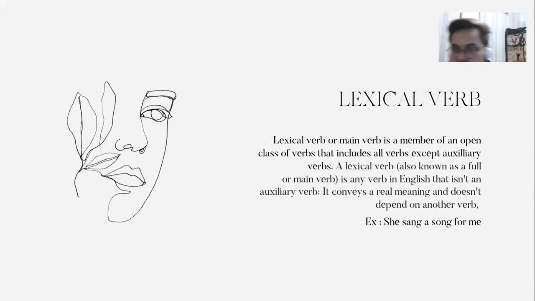And the last one is lexical verb. A lexical verb or main verb is a member of an open class of verbs that includes all verbs except auxiliary verbs. A lexical verb, also known as a full or main verb, is any verb in English that isn't an auxiliary verb. It conveys a real meaning and doesn't depend on another verb.